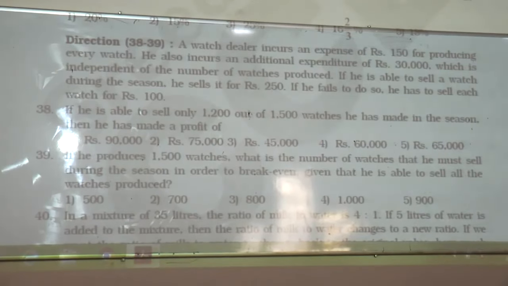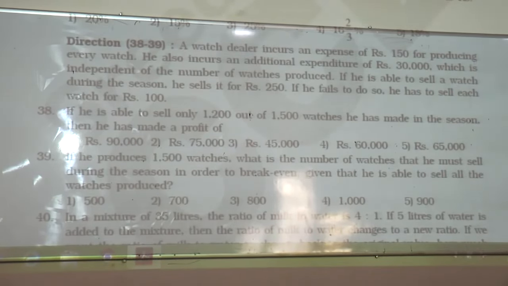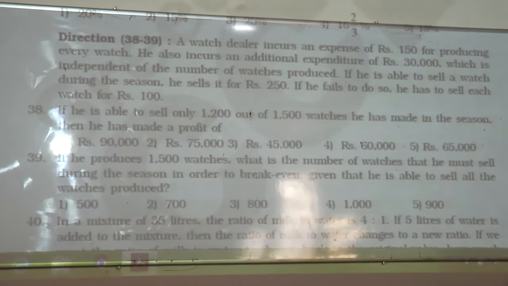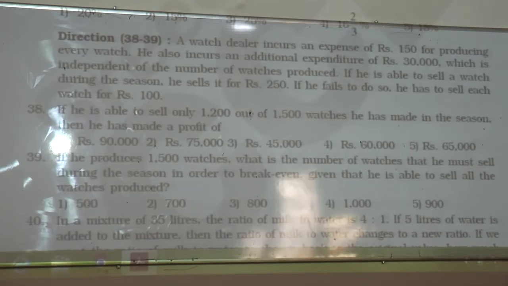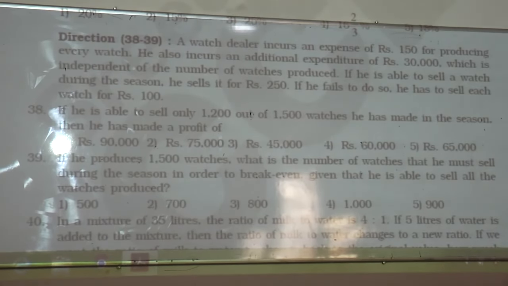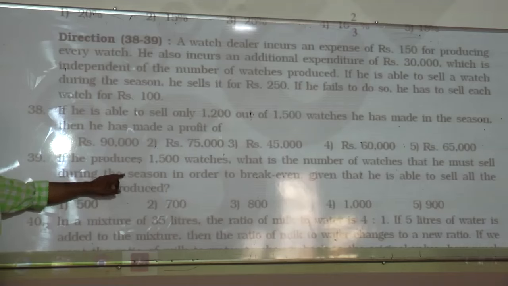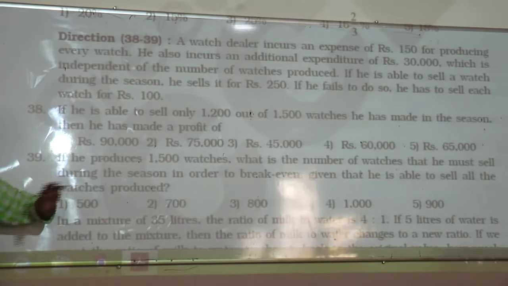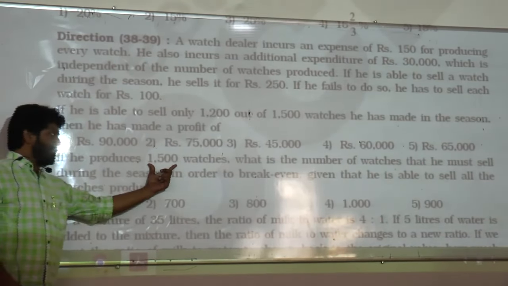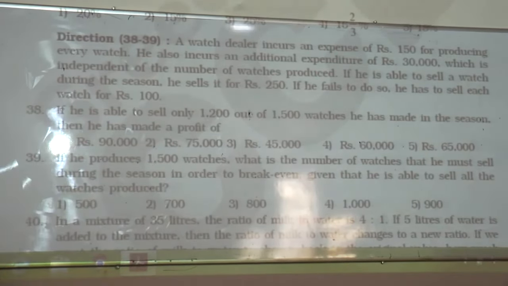So, what do we do? Come on. Answer to the question, or do you have any other method? Go for allegation. What is the total? They are expecting the break-even point. Break-even point in the sense the selling price will be equal to the cost price, and he is going to sell 1500 watches.